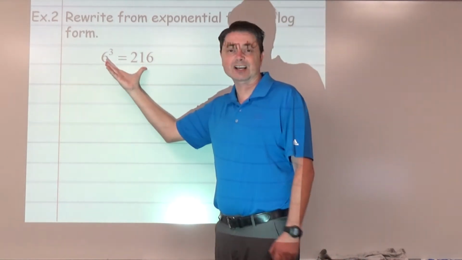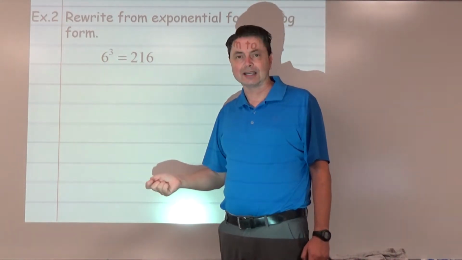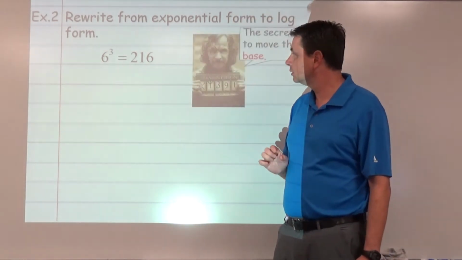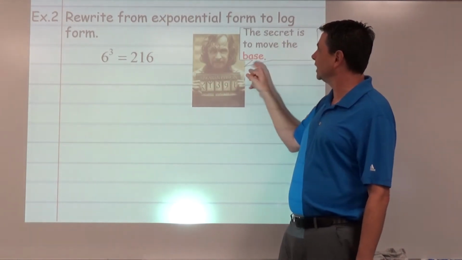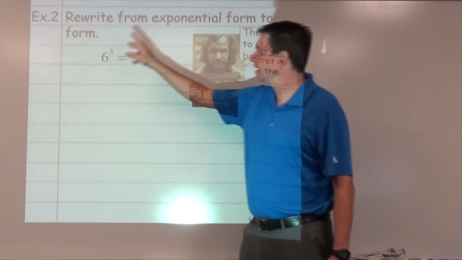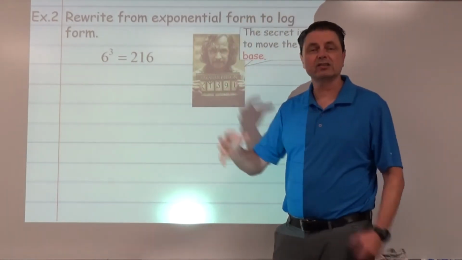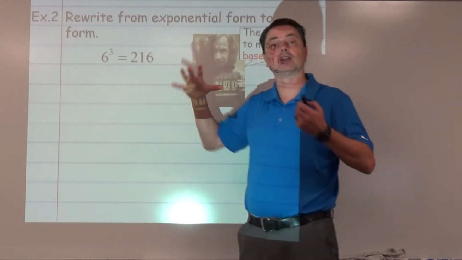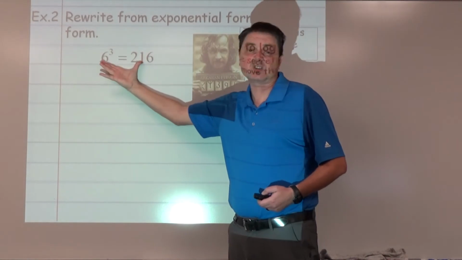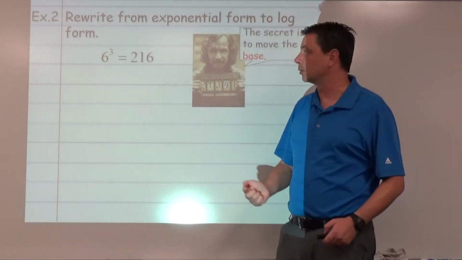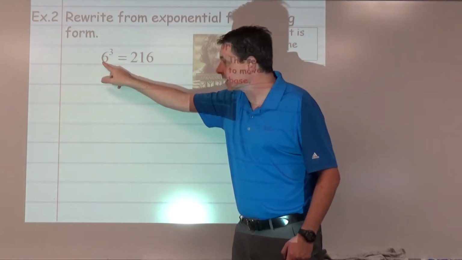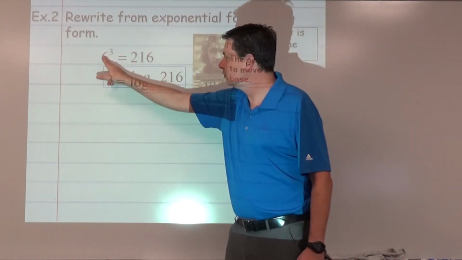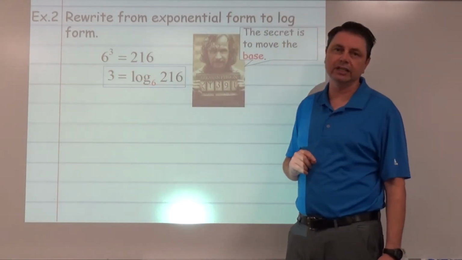Example 2, this is an exponential equation. Let's rewrite it as a log equation. So we're going to move the base. That's the secret. Move the base. 6 is the base. So we're going to move that to the other side. That's going to leave 3 by itself. It drops down. It comes a little bit larger. 3 equals. This is exponential. We're going to rewrite it into log form. Log base 6 of 216. So we move the base, and now it's the base of the logarithm.